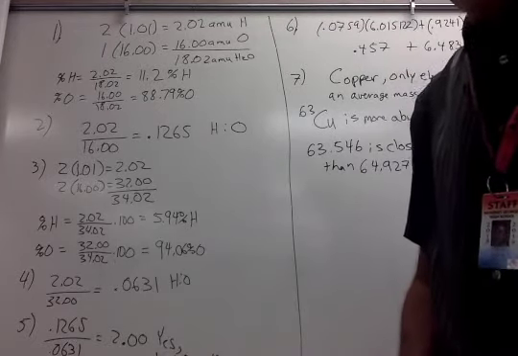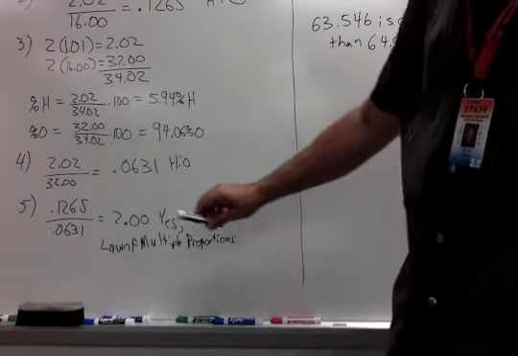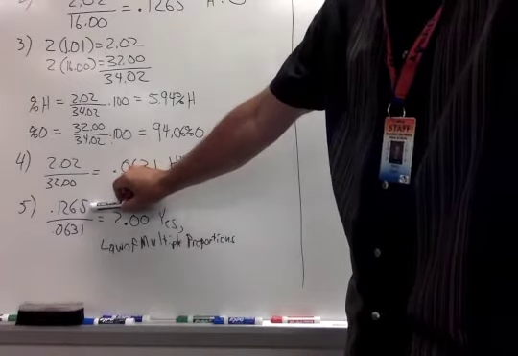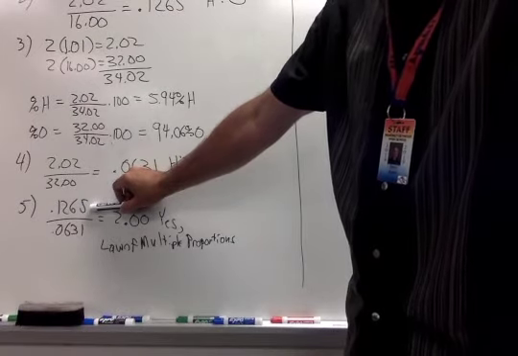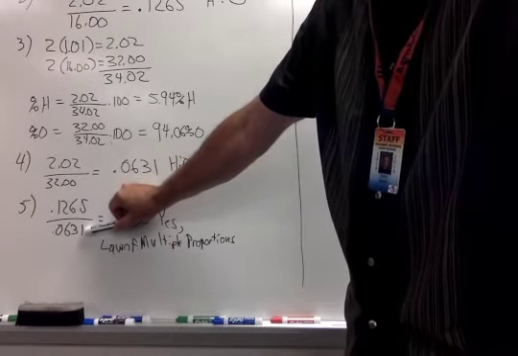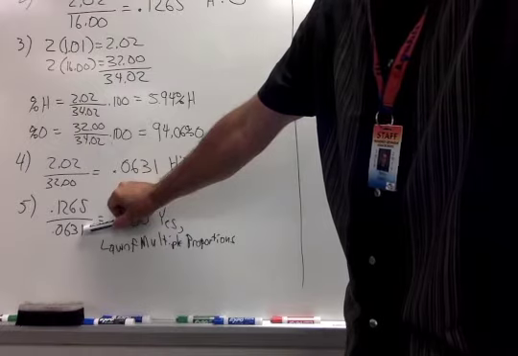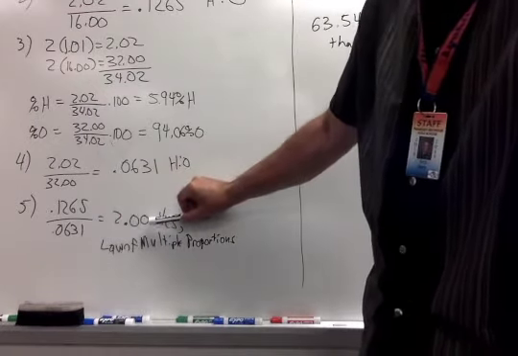Now number 5, I'm going to divide the 0.1265, the decimal ratio for water of hydrogen to oxygen, by 0.0631, the ratio for hydrogen peroxide. And I get, to 3 sig figs, 2.00.